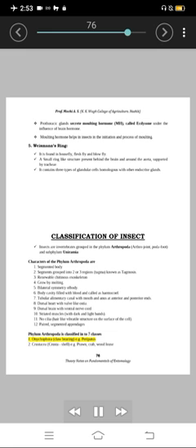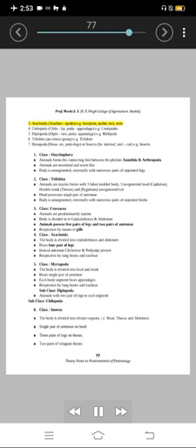1. Onychophora, claw-bearing, e.g. Peripatus. 2. Crustacea, crusta meaning shell, e.g. prawn, crab, woodlouse. 3. Arachnida, arachne meaning spider, e.g. scorpion, spider, tick, mite.